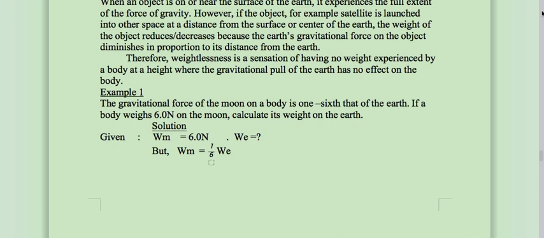When you enter a lift, an elevator, suddenly the elevator cable cuts. You are inside that elevator. The elevator will begin to fall freely under gravity. The cable is no more there to control it. Now, you as a body or as an object inside that elevator will start experiencing weightlessness because the earth's pull on the elevator does not affect you as a body.